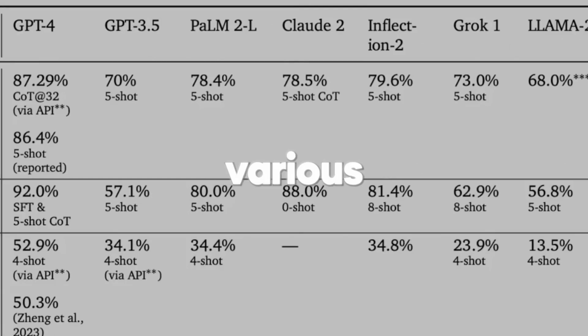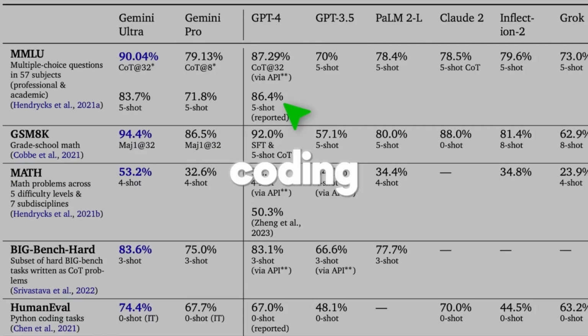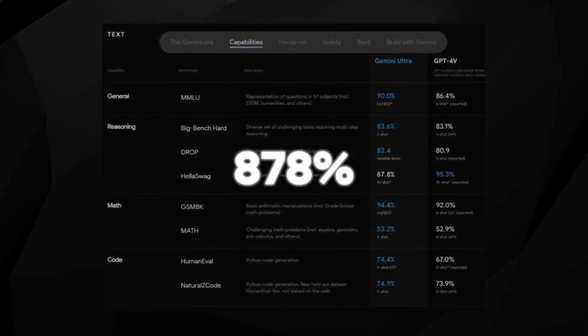When it comes to various benchmarks set by ChatGPT, Gemini has managed to break 7 out of 8 of them, with a notable high in coding with HumanEval. The area where it didn't perform well was in HellaSwag, where it achieved an 87.8 compared to GPT-4's 95.3.